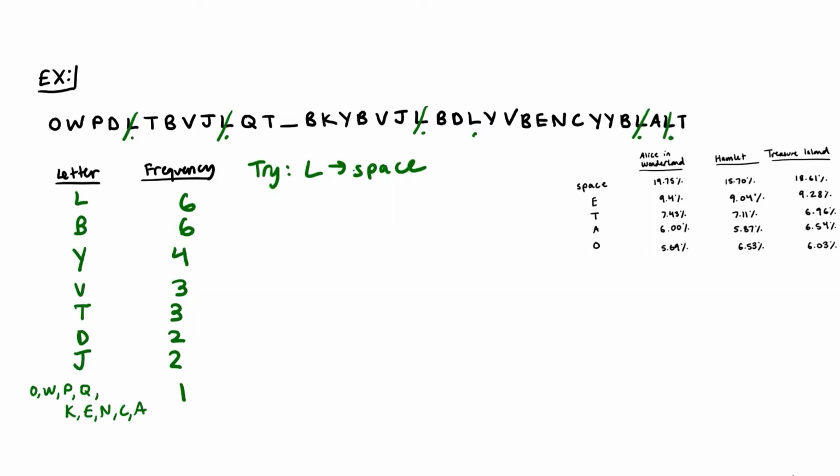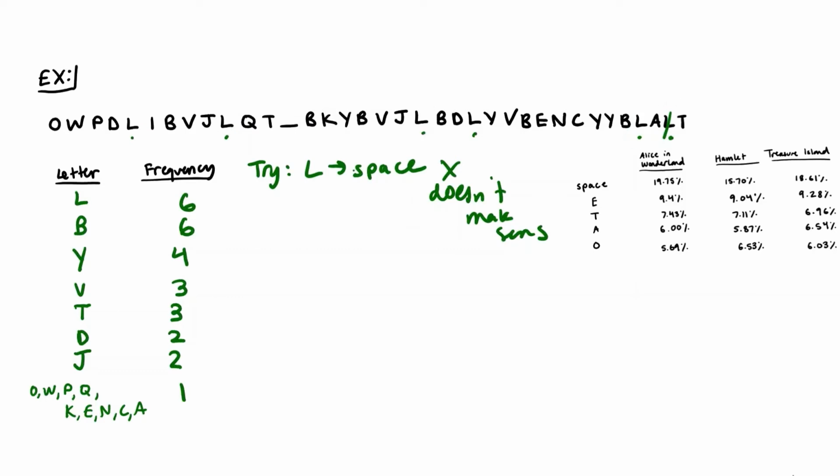So, does that make sense? If we look at the end of the code, we see that there's two spaces and then there's a single letter and a single letter. So here and here, when we would decode it, if L is a space, there would be some letter and then space, another letter. And that doesn't really make sense in English because the only single letter words are like A and I, and you can't really have that. So L as space doesn't make sense. So we can ignore that and try something else.